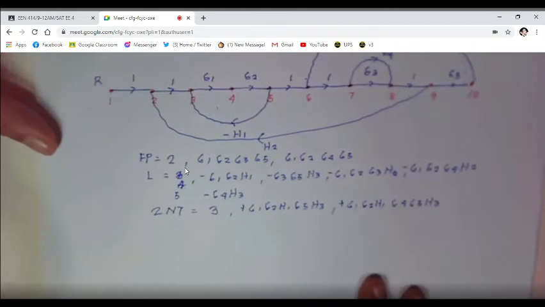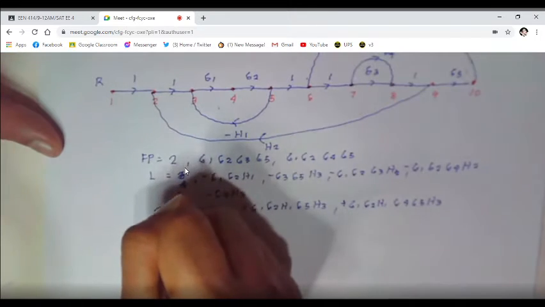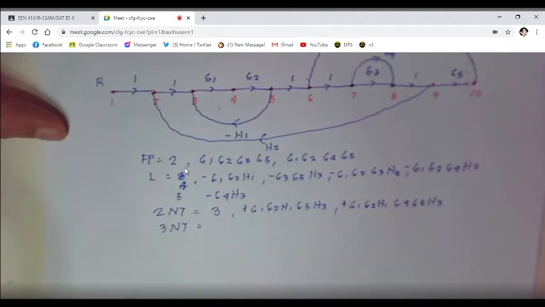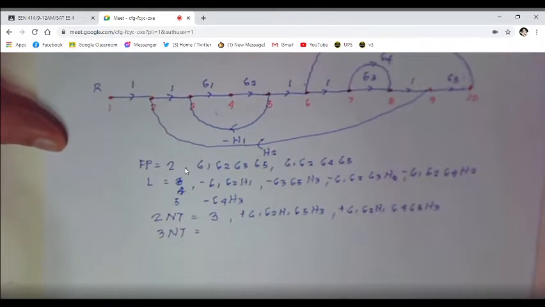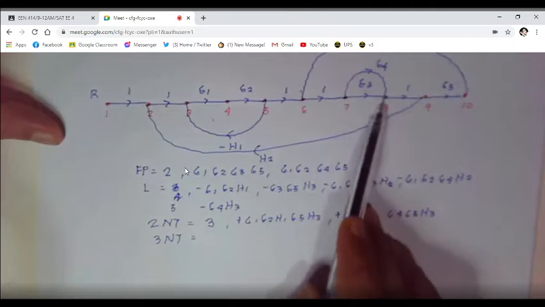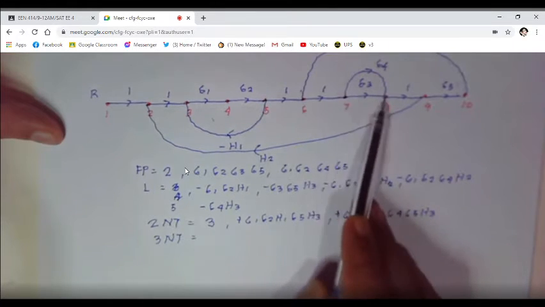Ayan. Okay? Next, meron bang 3 non-touching loop? Ibig sabihin, 3 loop na non-touching. Wala. Kasi itong dalawa, nag-share sila sa 7 at saka 8. Okay? So, hindi po pwede.